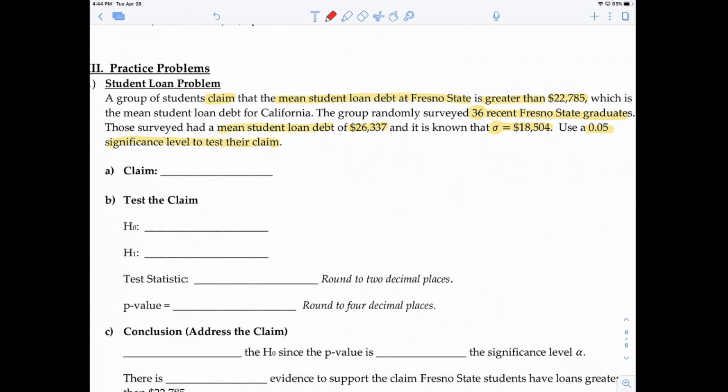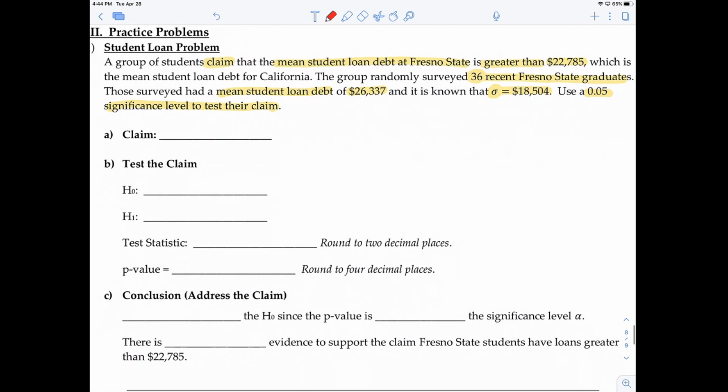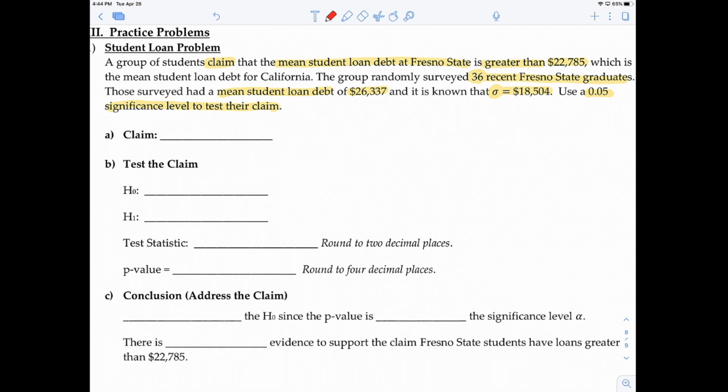Okay, so the first step is we want to identify the claim in symbolic form, in other words, identify the claim in math form. The claim here is that the mean student loan debt for all Fresno State students is greater than 22,785, which is like the average loan in California. What the students are saying is that mu, the mean student loan debt for all Fresno State students, is greater than that value. So the claim is that mu is greater than 22,785.